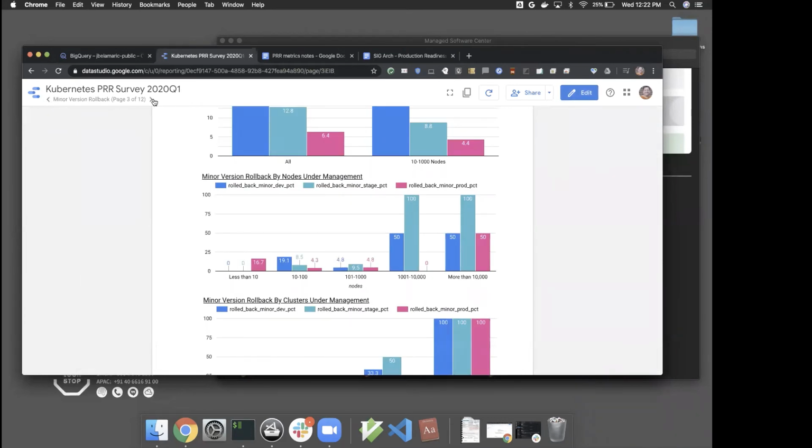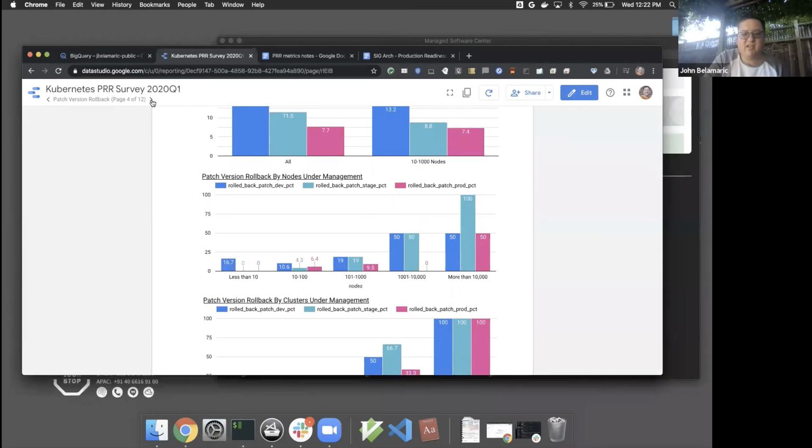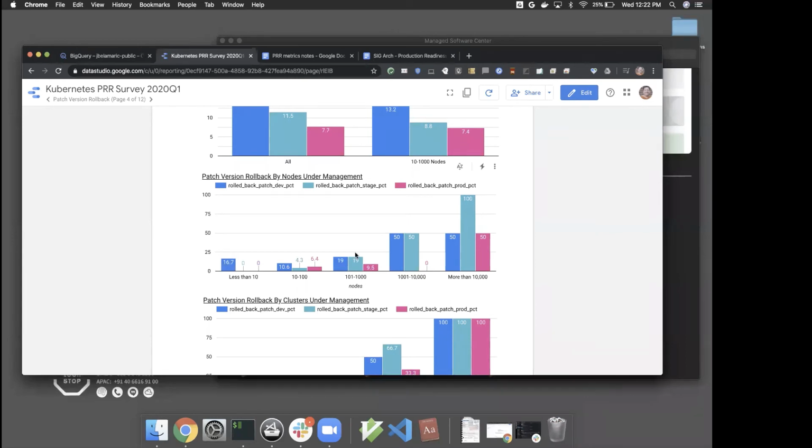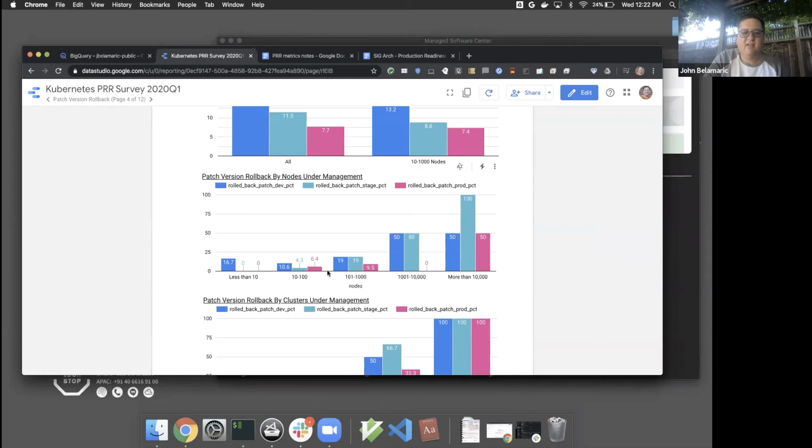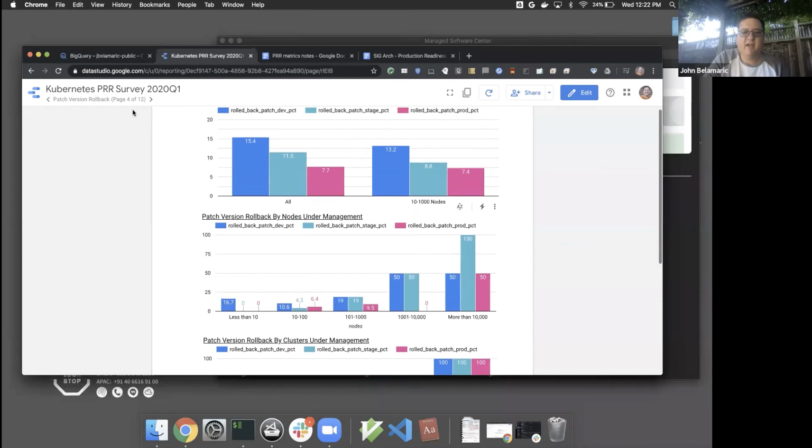Yes. That surprises me. Does it surprise you? Yeah, because patch versions should be safer. Right? And look at that, yep. 20% have rolled back a patch version. But it's also safer to roll back a patch version.